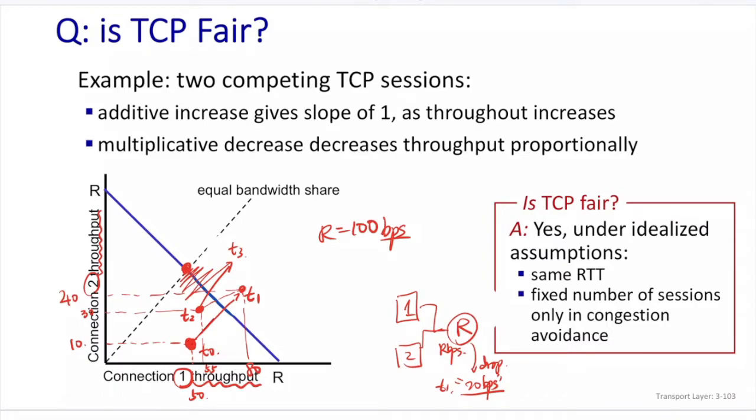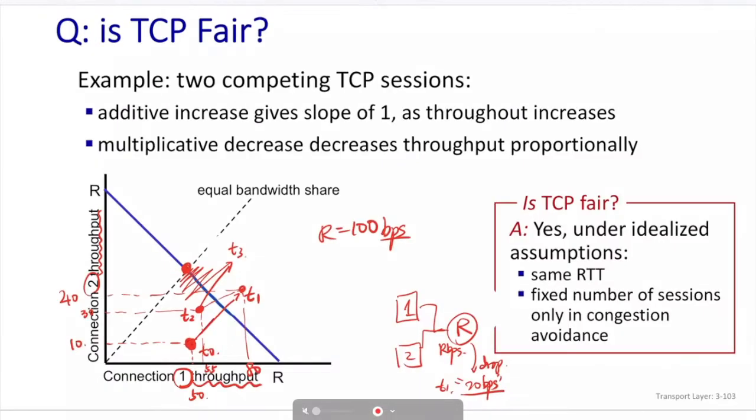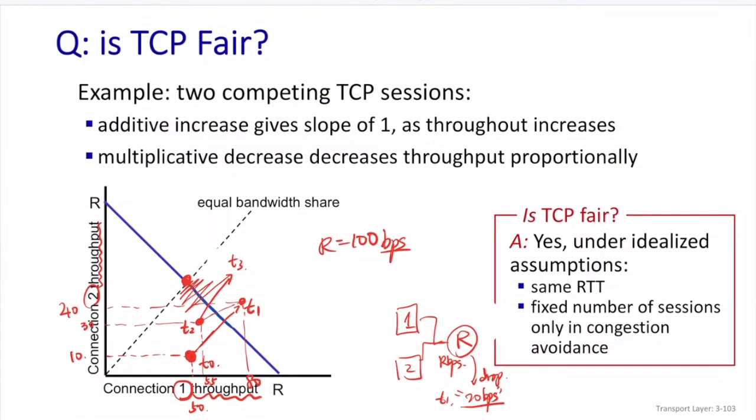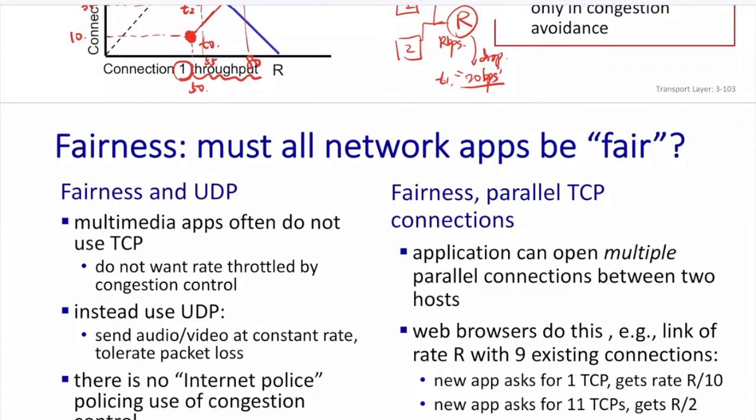So after several rounds, 1 and 2 will share the R bps evenly. That is the explanation. But basically, only TCP has fairness, because UDP does not have any flow control or congestion control mechanism. So only TCP has fairness. So that's the last slide.